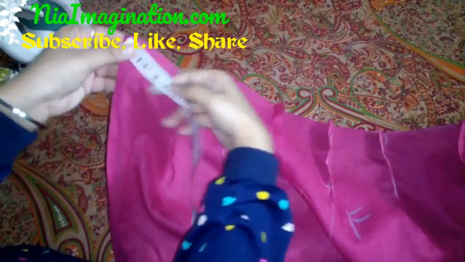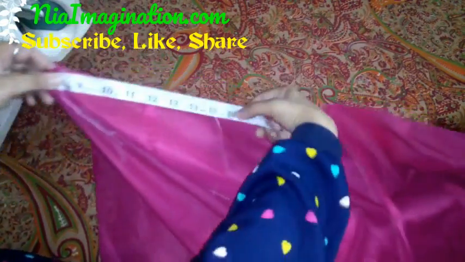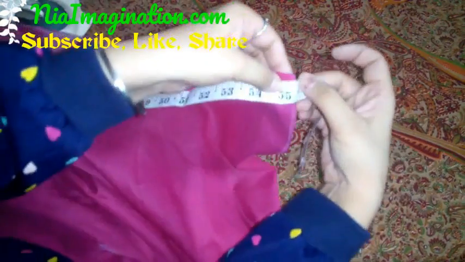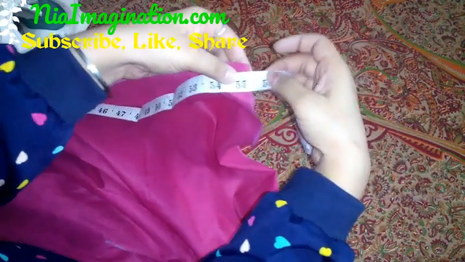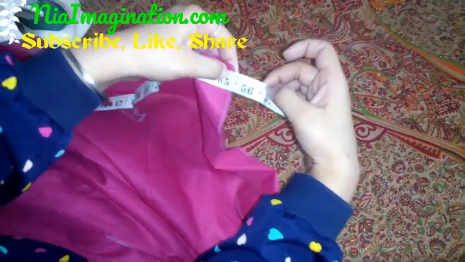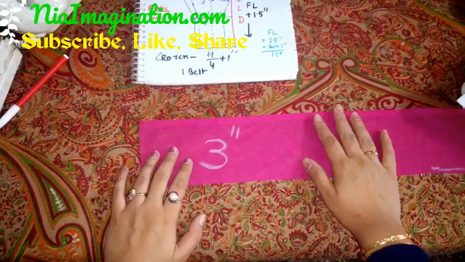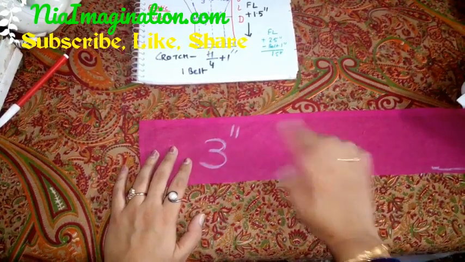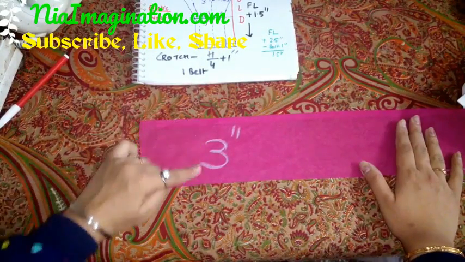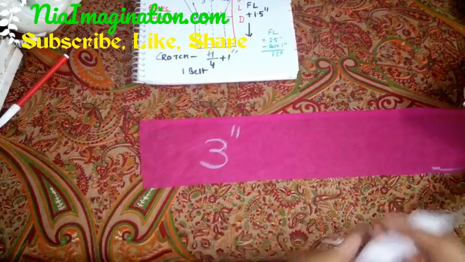So let's measure this for the belt part. Let's measure this exactly from the belt part till the other end. So this will come to 55 and a half, so I will take it as 56. So 56 plus 1 inch of margin. Whatever your length comes to, you take that plus 1 inch of margin. And then width wise I require 3 inches of the cloth, so I took that.